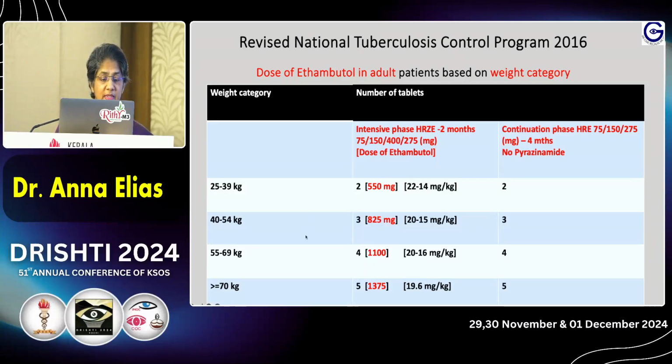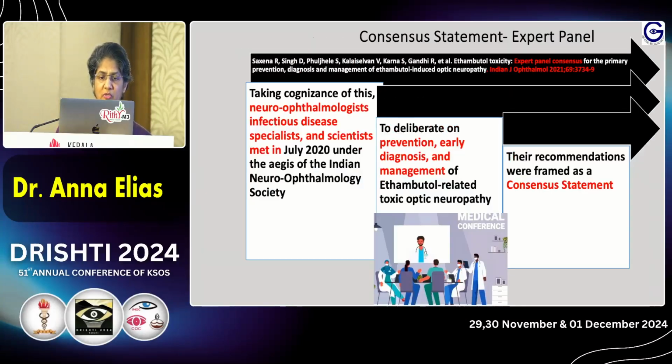But the good thing is that they are divided into weight category. So for example, if a patient is say 60 kg, he has to take 4 tablets of this, both intensive and continuation phase. But this is what I've written in brackets, the approximate dose, so that comes to like 22 to 20 milligram, which is actually higher than the 15 milligram per kg dose that is recommended. So that means in this revised program, there is a higher chance of toxicity.